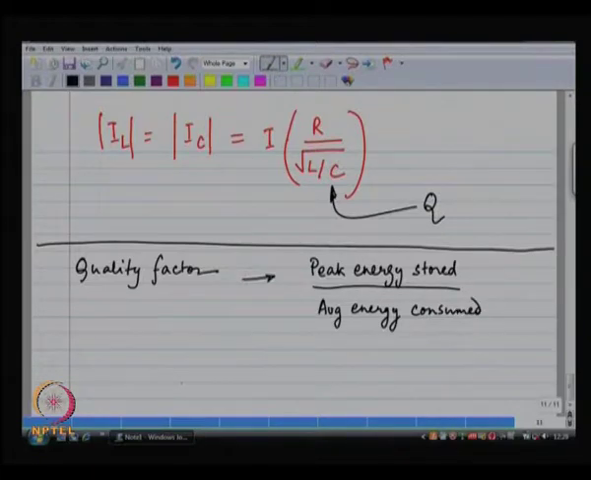So, this is the definition of quality factor. It is the peak energy stored. Where is the energy stored? Energy is stored in the inductor and in the capacitor.